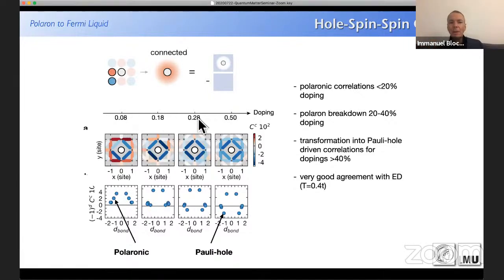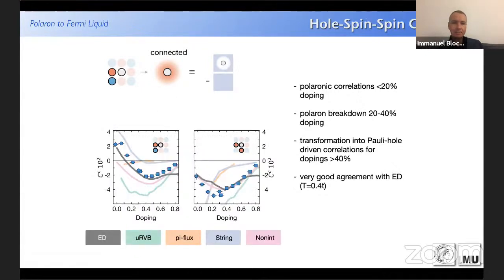Now, as you increase doping, again, you see this changes around 20 to 30% doping. The red part, which meant weakening of the antiferromagnetic correlations, turns into blue, turns into strengthening of the antiferromagnetic correlations, into something we would actually expect from a Fermi liquid. So these are the changes in correlations that you would see from a Fermi liquid. Again, you see it's completely different from what we have in the polaron system. And again, the change happens around 20 to 30% doping of the system.